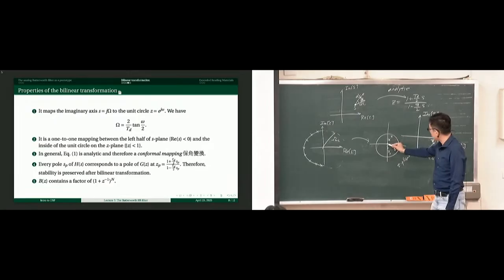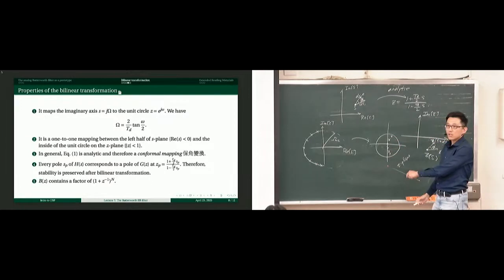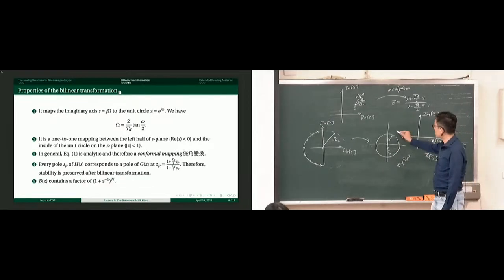Because if all the poles are still inside the unit circle in the Z domain, we know that this corresponds to a stable and causal system. None of the poles will go outside. So that's pretty nice. Stability is preserved under bilinear transformation. Let me repeat that. Stability is preserved after bilinear transformation because all the poles are going to go inside the unit circle, okay?